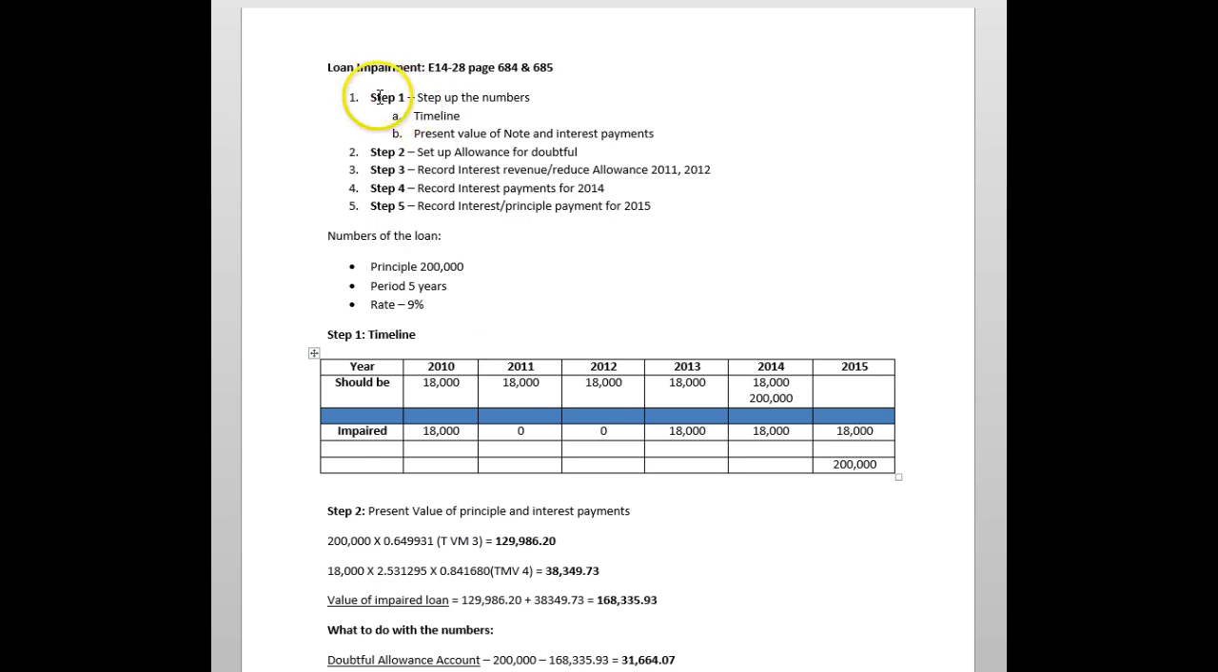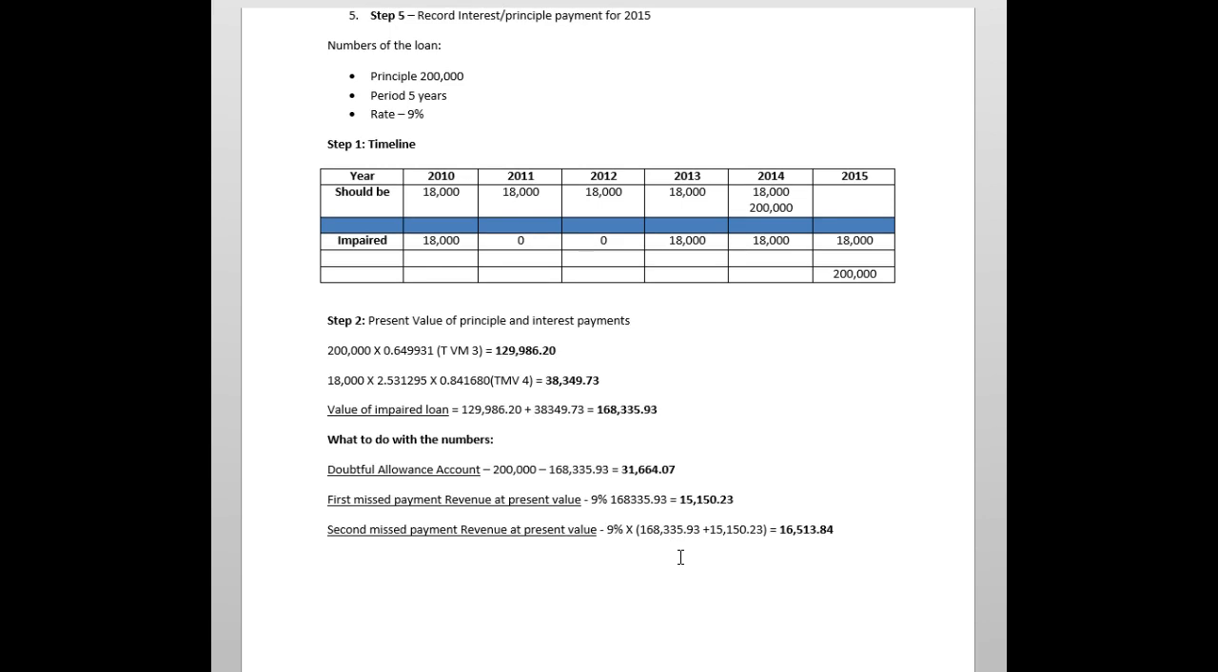Well, the first thing you have to do, I set it out in steps here, is you've got to set your numbers up. So you have to set the timeline up, which is what this is right here. And then you have to do the present value. You've got to figure the present value of the principal and the interest payments. To do that, you're going to use our friendly time value tables, Table 3, which is for lump sum, and Table 4, which is for ordinary annuities.